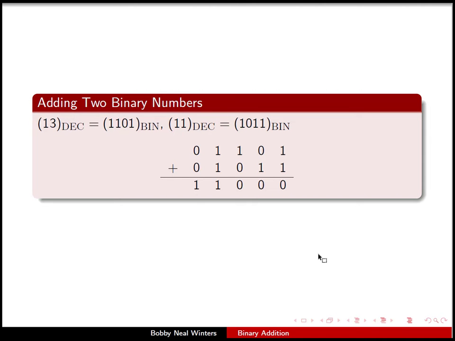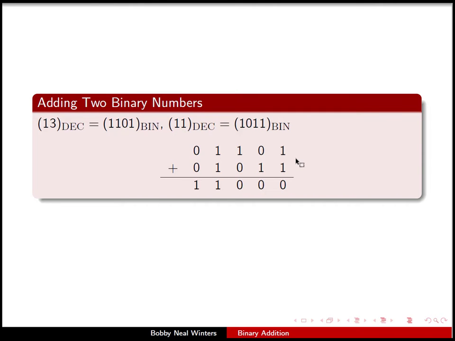Okay, let's just quickly go through the setup here. Here we have 2 numbers, the number 13 and the number 11. The number 13 is 1101 when we set it up in binary. The number 11 is 1011 when we set it up in binary. We have 13 as our top row and 11 as our second row.